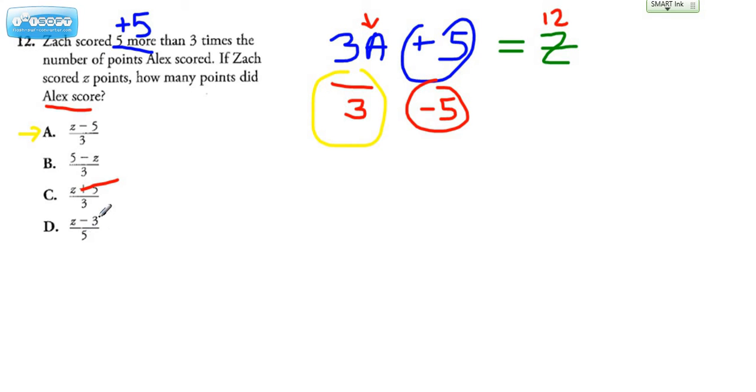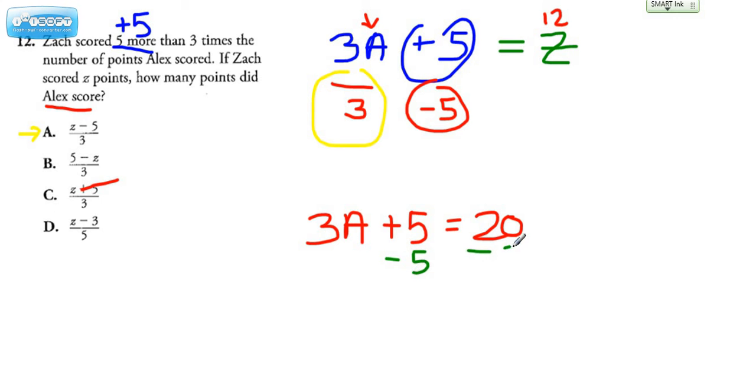Now, for those of you who do better plugging in hypothetical values, you could plug in a hypothetical value. It would be a little tricky because it would be hard to make the numbers compatible. But let's say you plugged in a hypothetical value of 20 for Zach. So 3a plus 5 equals 20 for Zach. If we're actually going to solve this, we would subtract 5 from this, and we would subtract 5 from this. This would cancel out. Here we'd get 15. 20 minus 5 is 15.